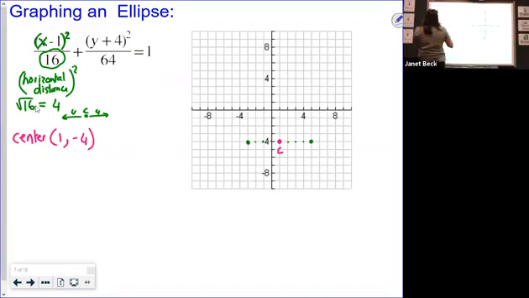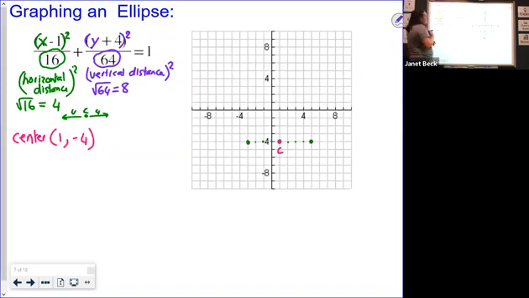So how do we know how far to go up and down? This is under y, and it's squared. So this is your vertical distance out from the center, squared. So you take the square root of 64 and say, right, that is 8, and that tells you to go up and down by 8. 1, 2, 3, 4, 5, 6, 7, 8.